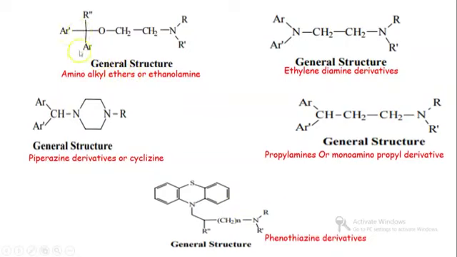This is the general structure for amino-alkyl ethers or ethanolamines. This is the general structure for ethylene diamine derivatives. And this is the general structure for piperazine derivatives or cyclizines. This is the general structure for propylamine or monoaminopropyl derivatives. This is the general structure for phenothiazine derivatives. It contains a phenothiazine ring, and here it contains a piperazine derivative.